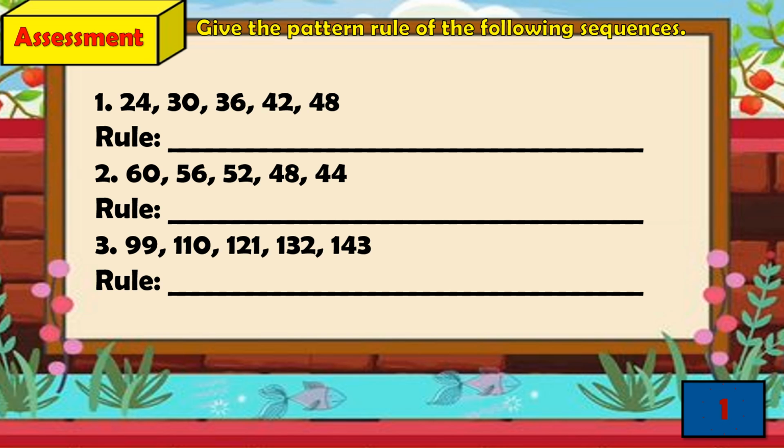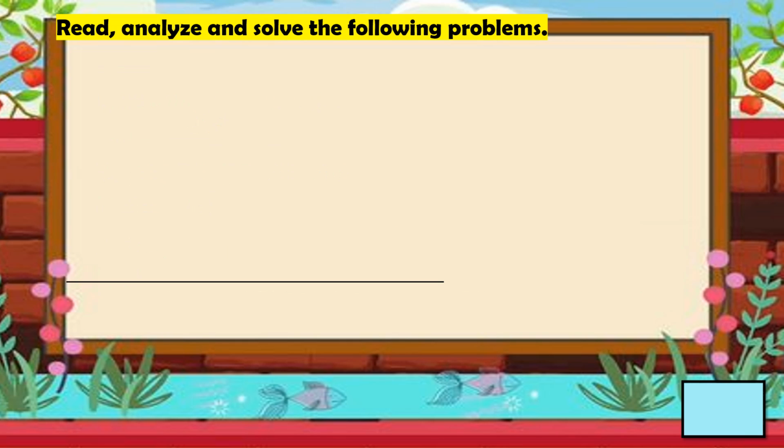Okay, so let us now answer. What do you think is the rule for number 1? So you have plus 6, or add 6. Number 2, the rule is minus 4, or you have to subtract 4. And number 3, the rule is plus 11, or add 11.